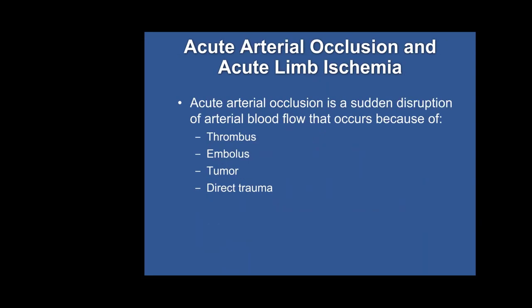Last couple slides, acute arterial occlusion or limb ischemia. So if something is blocking blood flow in a limb somewhere, right, whether it's a thrombus or an embolus because it moved, a tumor or trauma like compartment syndrome, just anything that's blocking off blood flow is going to cause obviously some very common sense things, right?